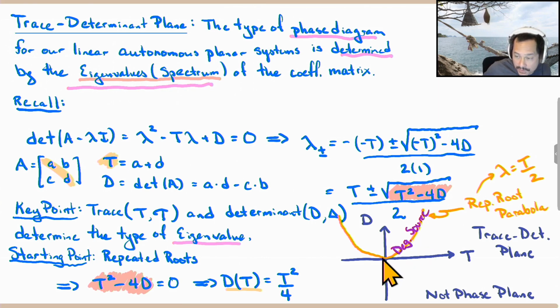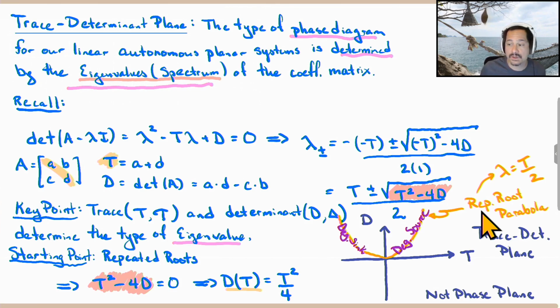But then if you're on this side of the parabola, your trace has gone negative. If your trace has gone negative, your eigenvalue's gone negative. If your eigenvalue's gone negative and it's repeated, what are you over here? You're a degenerate sink. And so now our goal is to fill out this whole diagram so that I can identify a particular phase portrait with a particular trace and determinant, because that trace and determinant tells me the eigenvalues.